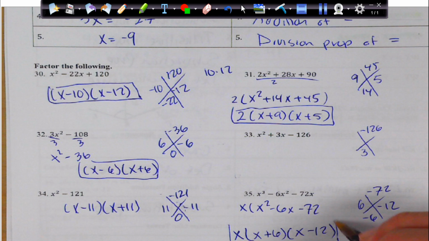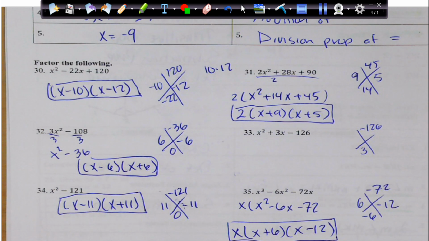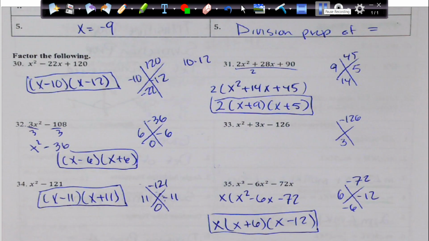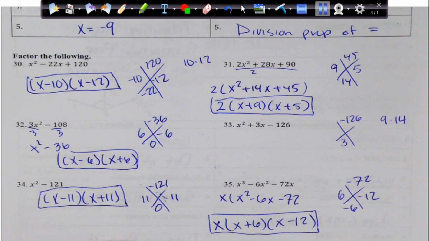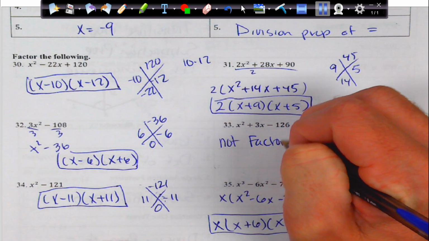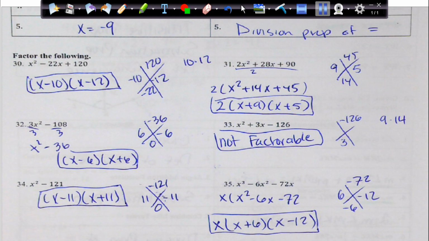And that one's good. And this one may be unfactorable. Let me check real quick. One more time. Okay, so I ran through all of them. We can list them out, and I just don't think we get there because we get 9 times 14, which is the two closest numbers I can get. They don't make 3, so I'm going to go with not factorable. We could solve it, but not by factoring.